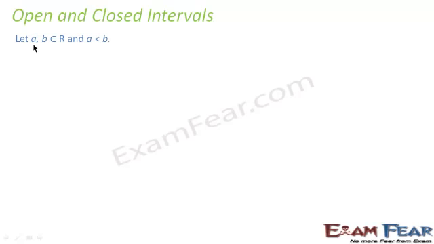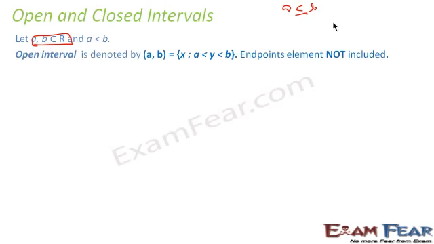So let A and B be real numbers where A is less than B. Now, when you say open interval, you mean any number which is between A and B. And please note here the endpoints. In this case, the endpoints are A and B itself. They are not included in the open interval.